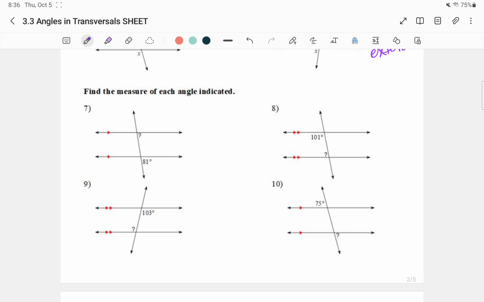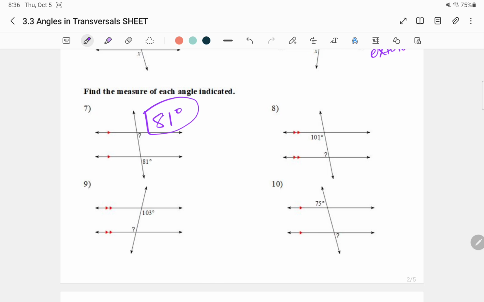We just have to know when they're equal and when they add to 180. Again, most of the time they're going to be equal, but if they're same side interior or adjacent, they're going to be adding to 180. So looking at 7, these are corresponding angles because it's bottom right, bottom right. So because they're corresponding, they are congruent. So this one is 81 degrees as well.